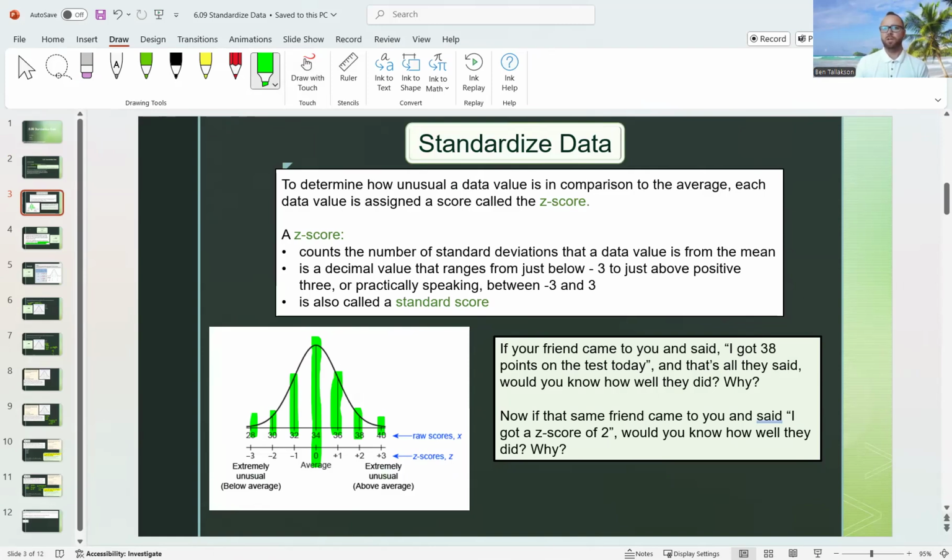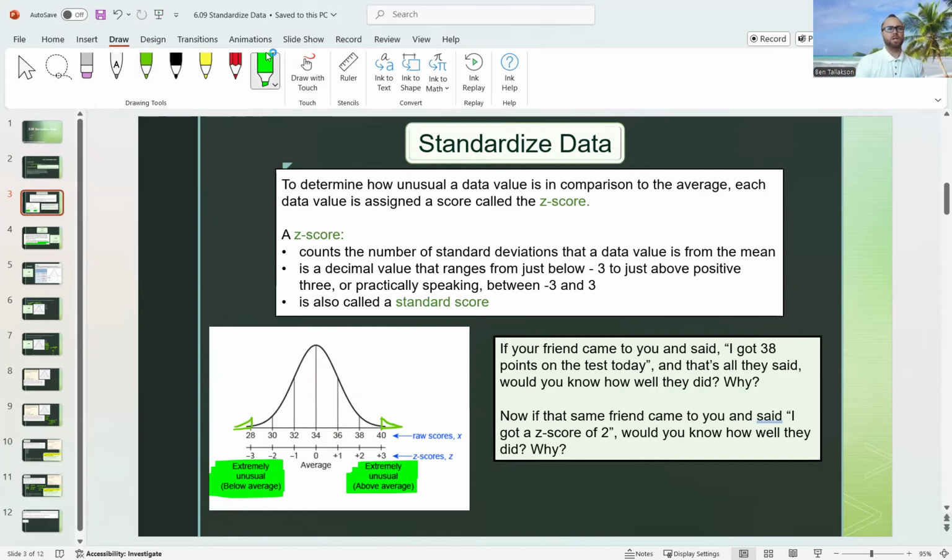A z-score is a decimal value that ranges from just below -3 to just above +3. Notice you see +3 way over here, -3 way over there. It's difficult to see on this diagram, but remember, there is a little tiny sliver outside there for the extremely rare cases. A z-score of -3 is also extremely rare and unusual. Of course, on the negative side, that's below average. On the positive side, above average. Okay, so that's how z-scores work. They're also called standard scores.